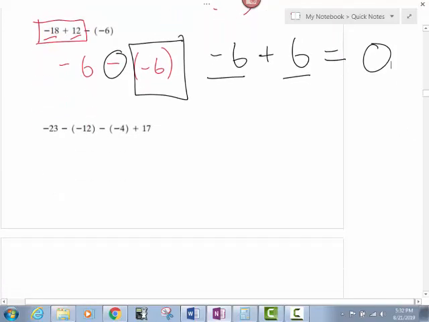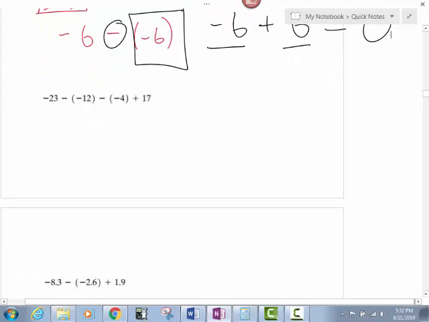Okay. Alrighty. So, the next problem, remember, I'm already subtracting, but my first number does not change. That minus becomes a plus. We take the opposite of a negative 12 to a positive 12. If I owe you $23 and I only have 12, well, I still owe you 11.